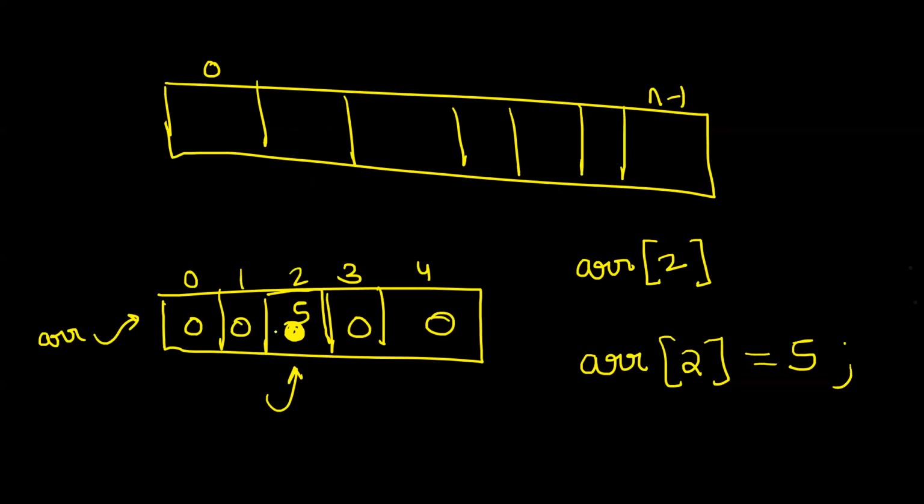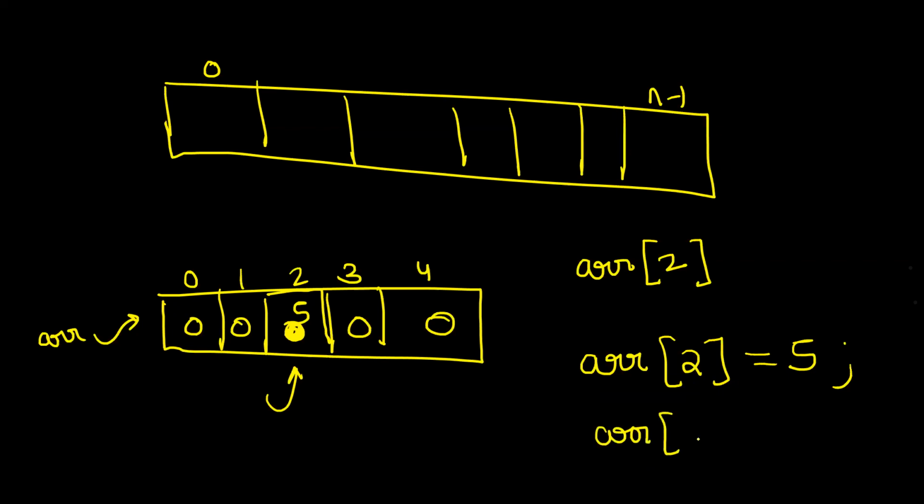Is this making sense, guys? This is how I access a particular cell of my array. ARR, then within these brackets, I will write the index number. So if you want to access this cell, the cell at index 0, how will you do?